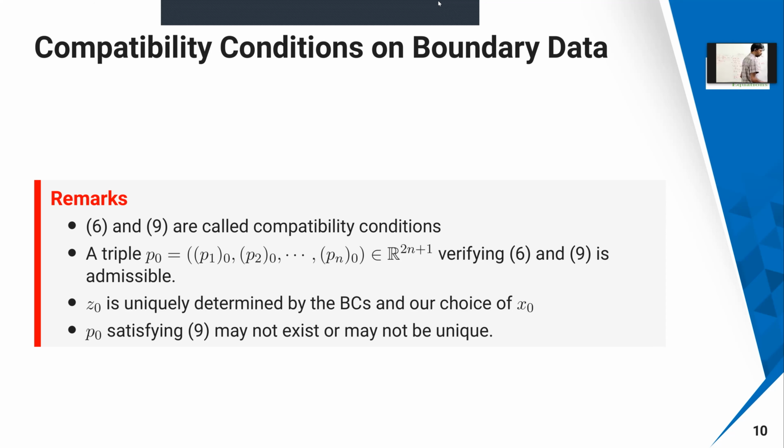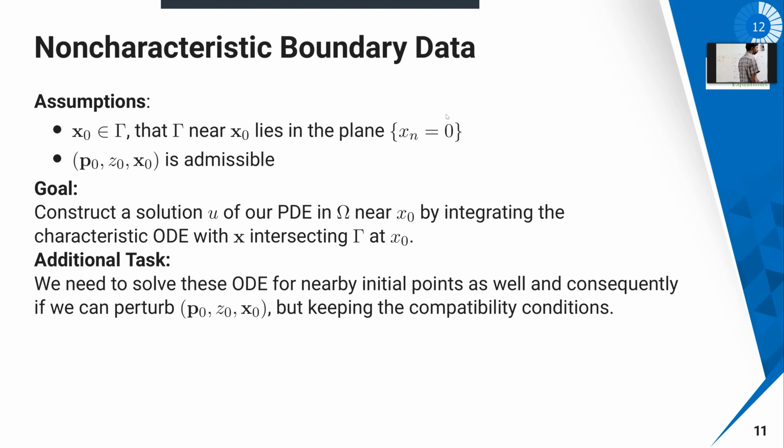One more slide, then I will complete that. In the case of non-characteristic boundary data, suppose x naught belongs to omega, and near x naught lies in the plane xn equal to 0. This is the admissible condition I have chosen: P naught is there, z naught is there, x naught is there.